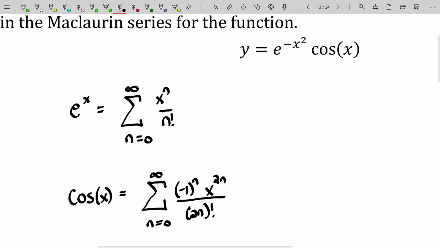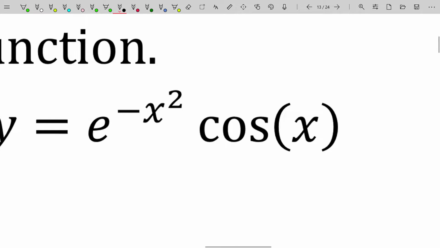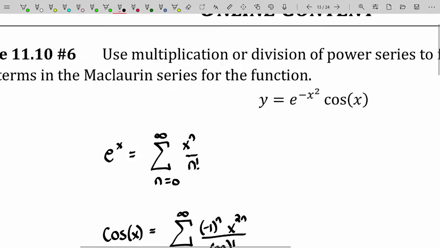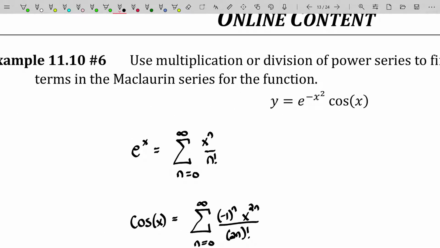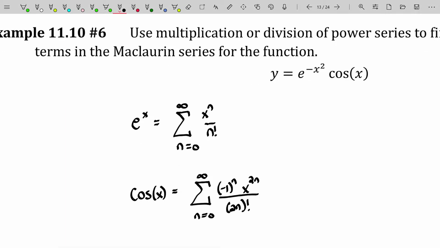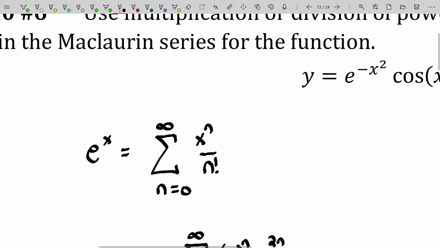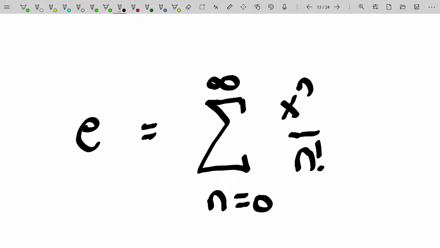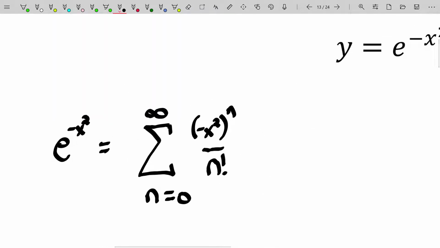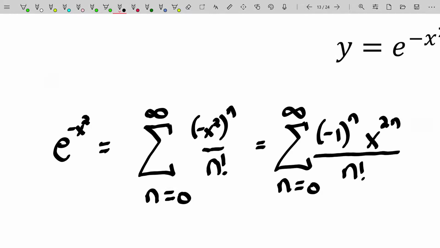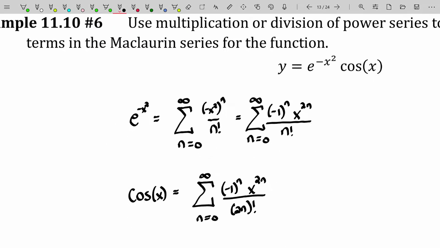Now, of course, we weren't dealt e to the x here. We're given e to the negative x squared, but I wanted to at least showcase the Maclaurin series for e to the x and cosine of x. But now that we know it's e to the negative x squared, I'll trade that out and I'll clean up that power series right there. There we go, done with that. Now we need to take the product of these two series.